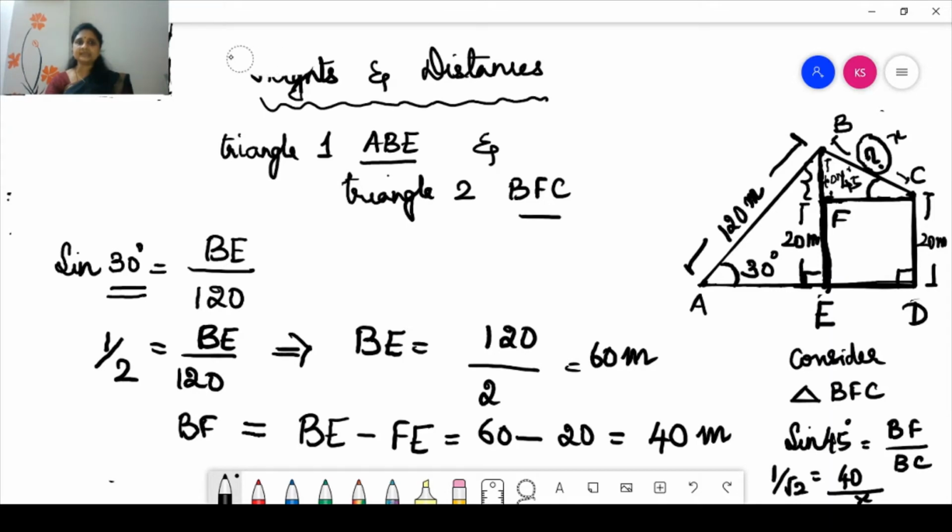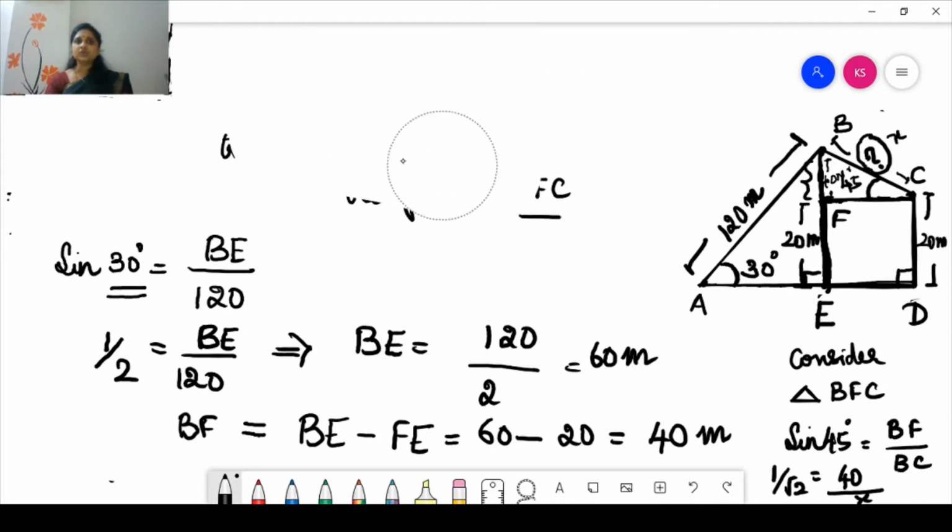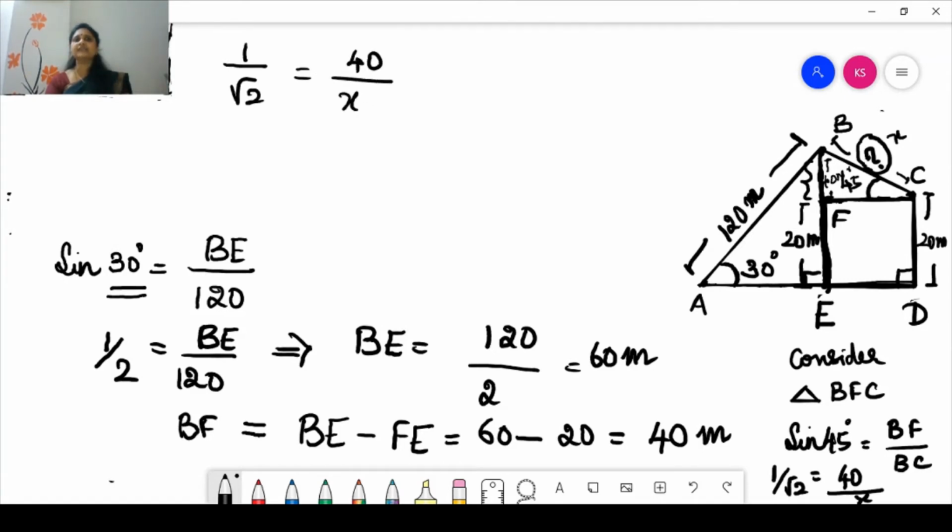Let me erase and make some space for me to solve this further. Let me place it here. Now I have just this equation: 1 by root 2 is equal to 40 by X. I'm supposed to find the value of X. So from here, what do I know? I take X to the other side. X is equal to, I'm bringing root 2 to this side, so it's 40 root 2.